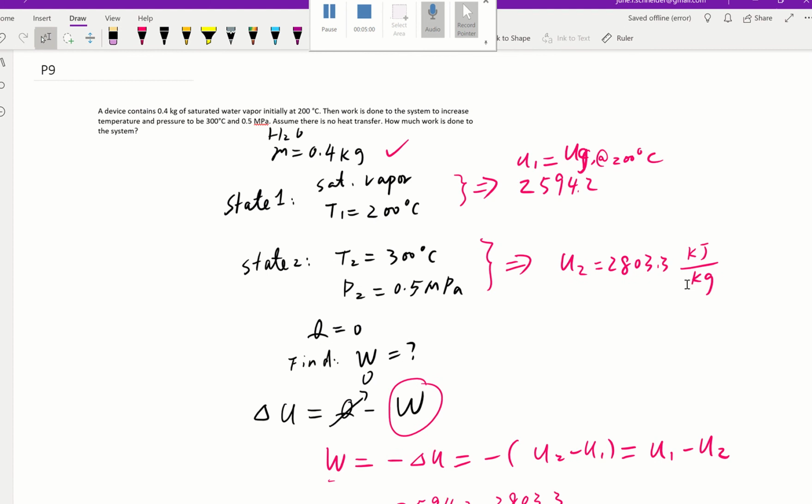All right, so that's for this problem. It's first law. Again, we do not know if it's a rigid tank or constant pressure. As a matter of fact, it's neither of them. So we go back to the original equation, delta U equals Q minus W.